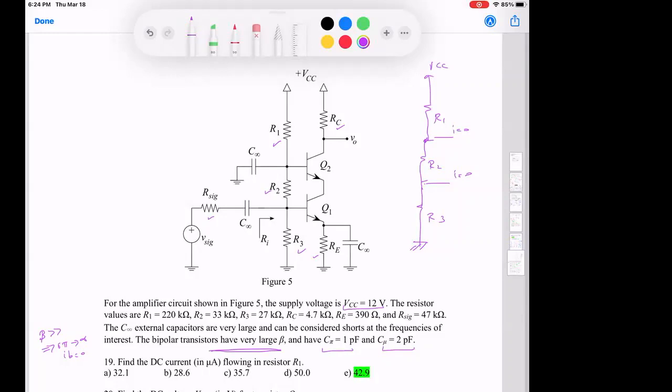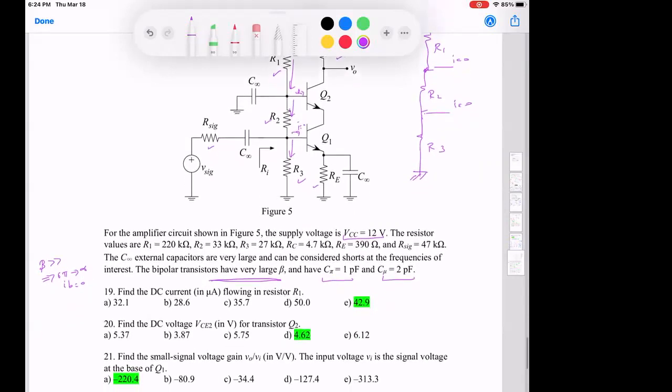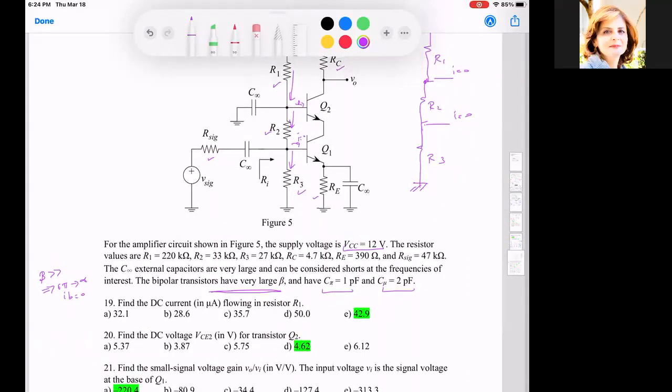Yes, because the current is the same, it comes from VCC going down and it doesn't split here, so zero current goes this way. We have current 0, so it continues all the way down. Okay, so it is VCC over the sum of the currents. I believe so.